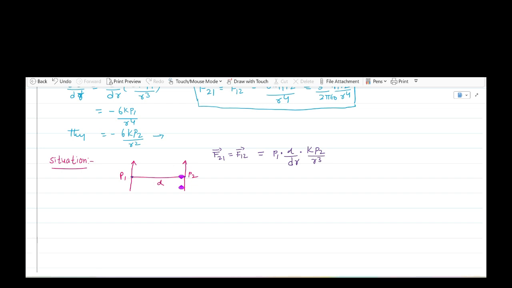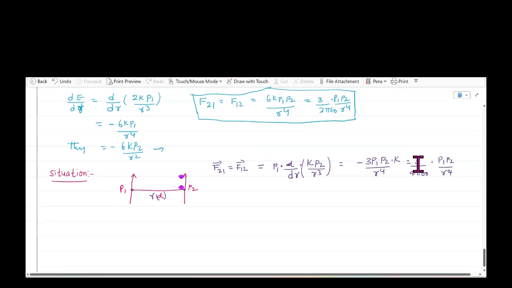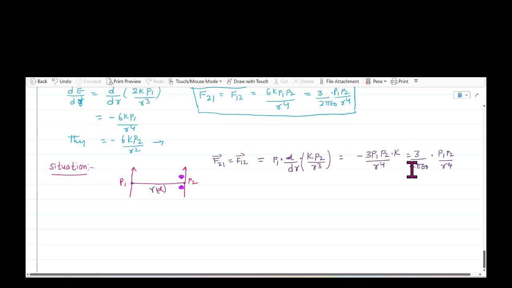So here you take this as r, because we are doing dE by dr now, so it is easy and it will not get confused. That is again r power minus 3. I am differentiating, right? So P1 into r power minus 3 gives minus 3 P1 P2 by r power 4 into k. So that equals 3 by 4 pi epsilon naught into P1 P2 by r power 4. So this is the force between dipoles.